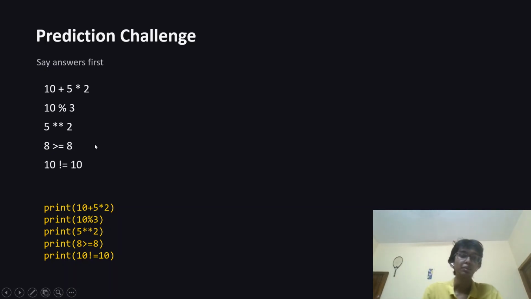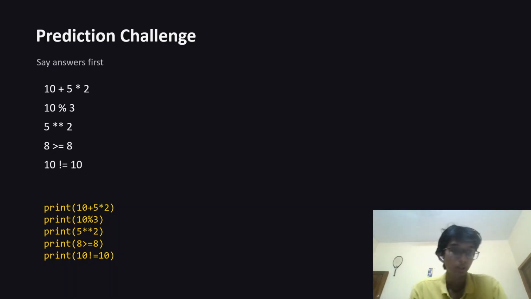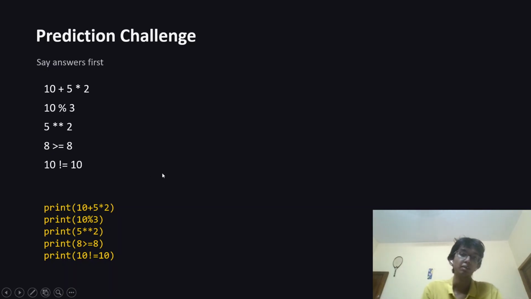8 greater than or equal to 8: we have greater than first, which fails. The second one is equal, and hence it will give the Boolean outcome as true. The second one is 10 not equal to 10. The value will have a Boolean output of false because 10 is equal to 10. The code for this prediction is shown here.